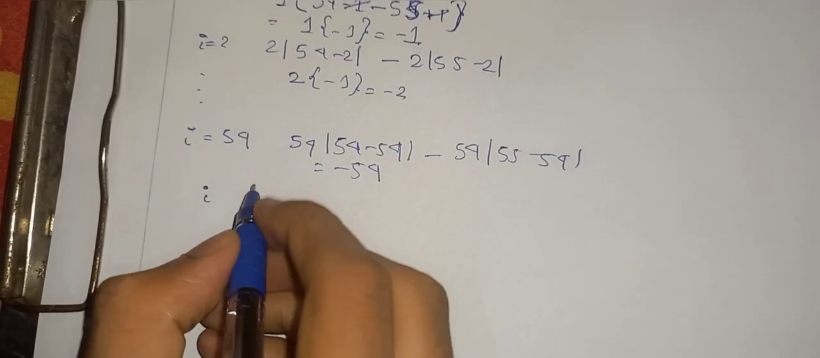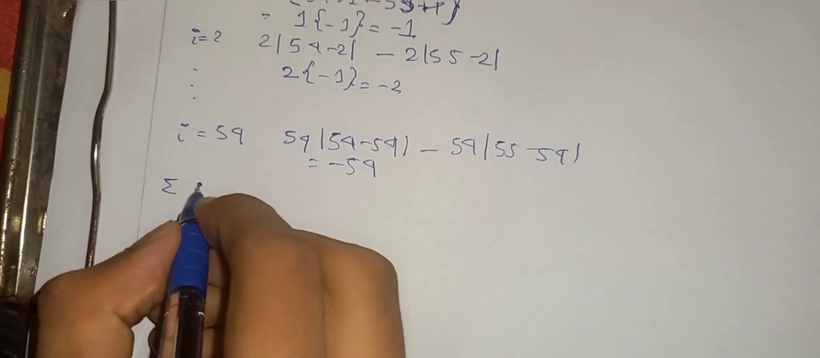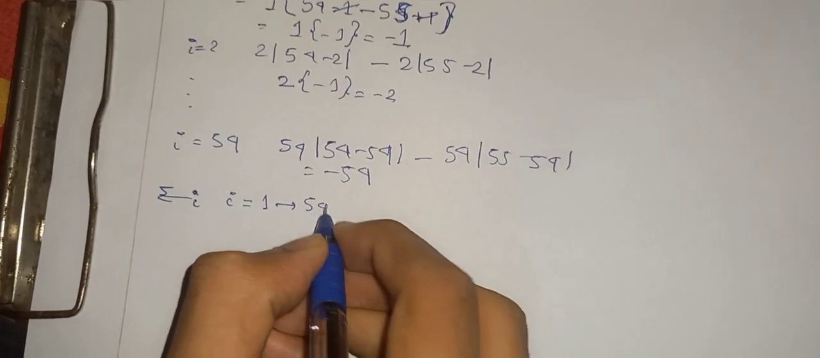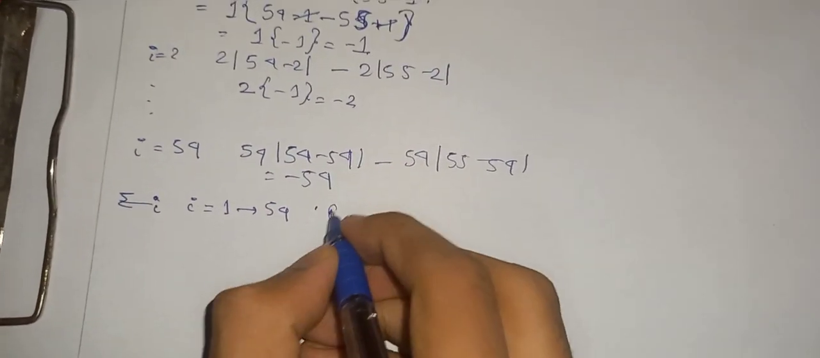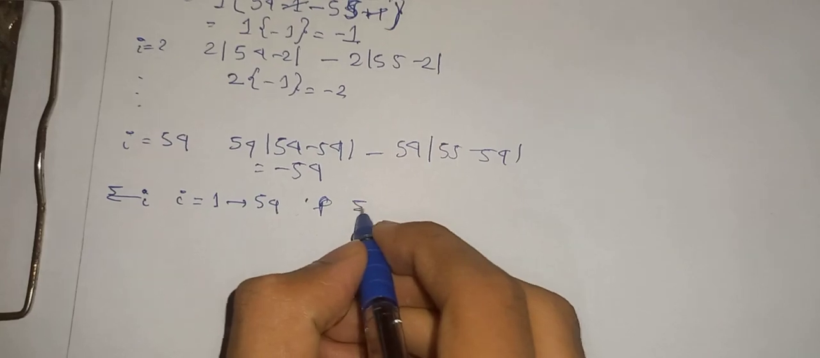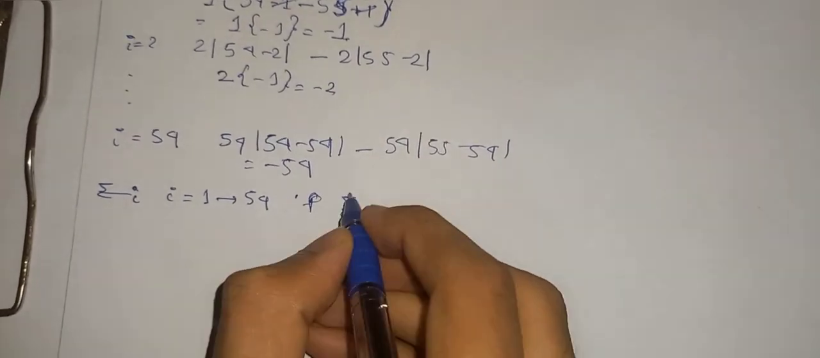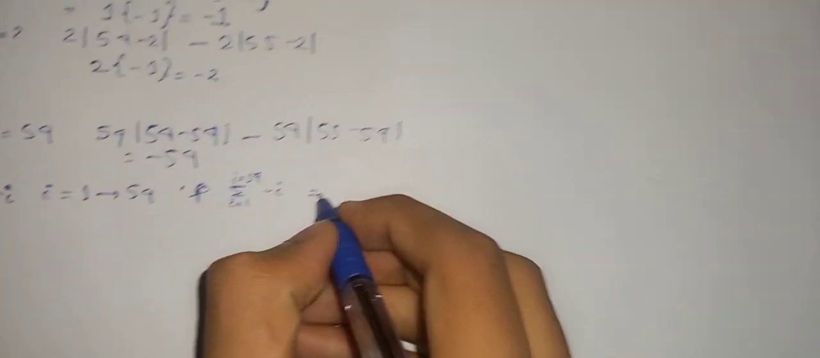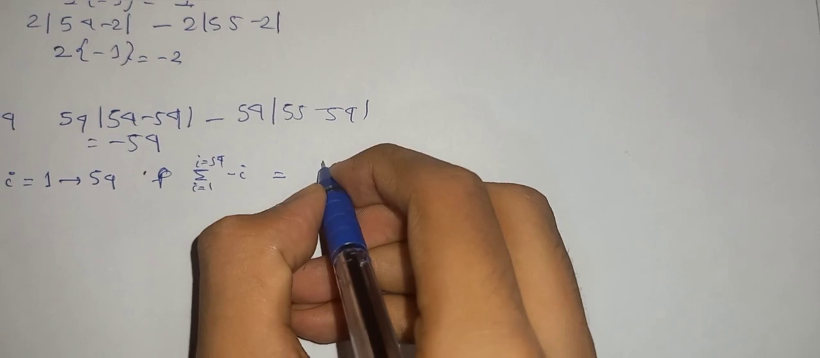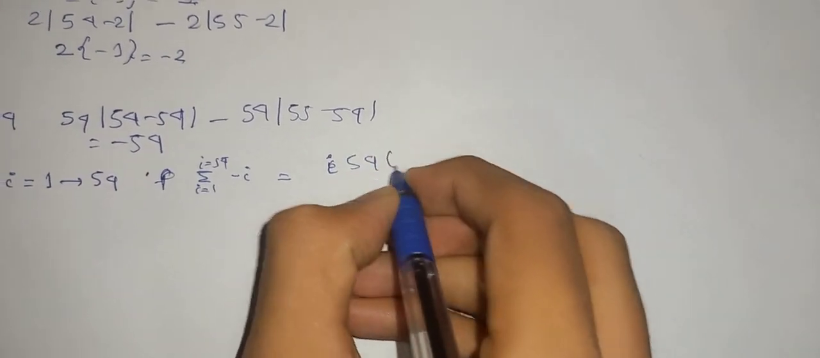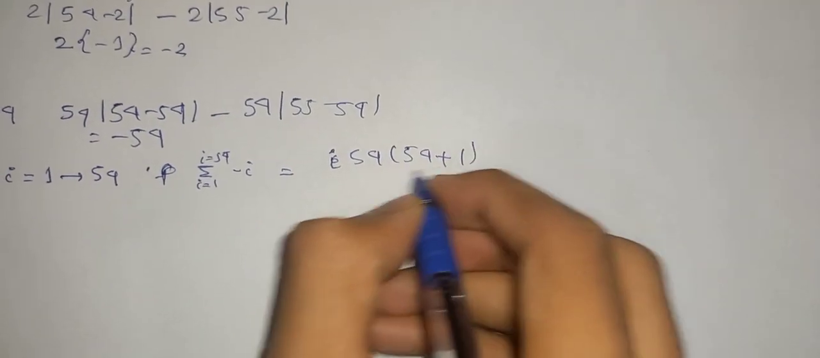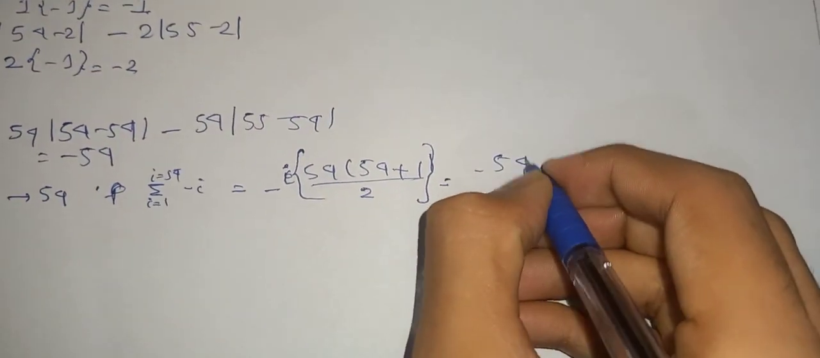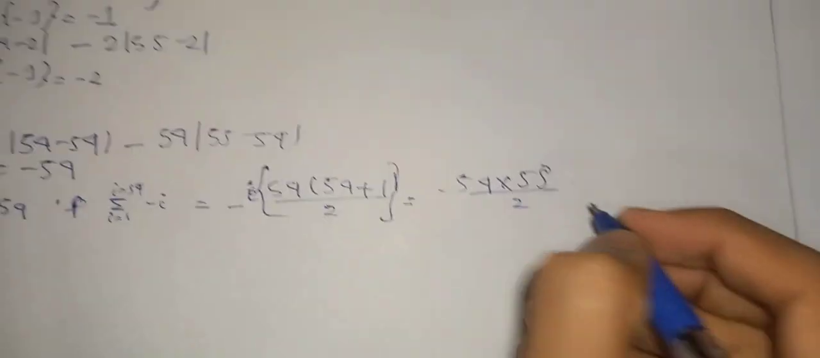So for i equals 1 to 54, we have the summation as the sum of minus i for i equals 1 to 54, right? So this can be written as 54 times (54 + 1), that is 55, by 2, and there is a negative sign over it. So this is equal to minus 54 times 55 by 2, right?